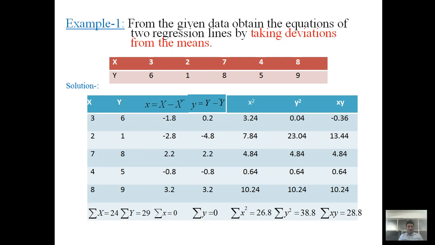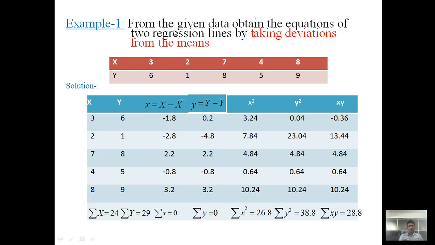Let's see an example. From the given data, obtain the two regression lines. But here the precise way is given. How can we obtain the regression lines? We have to obtain the regression lines by taking deviation from the mean, the expectation. Say the data is given: the value of the x variable is 3, and at that time the second variable y is 6. When x is 2, the value of y is 1. And so on. When x is 8, the value of y is 9.